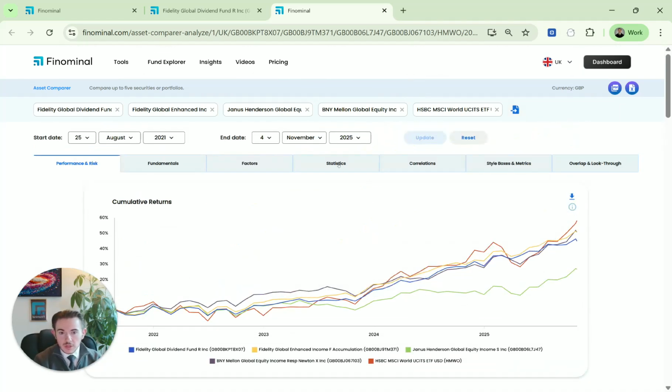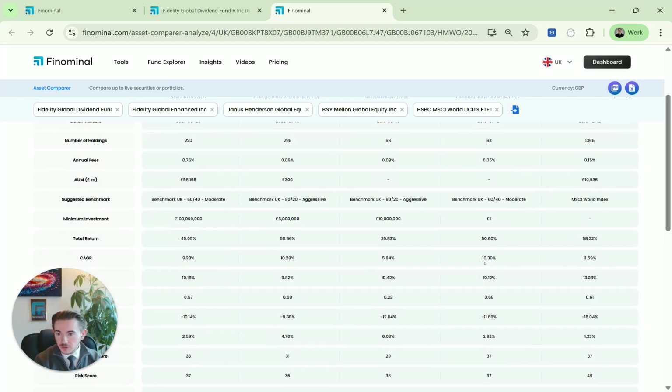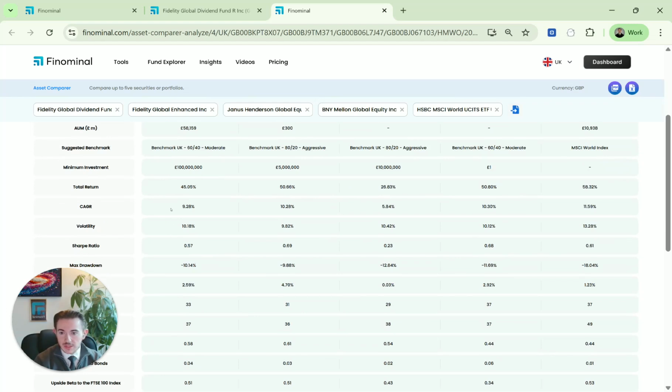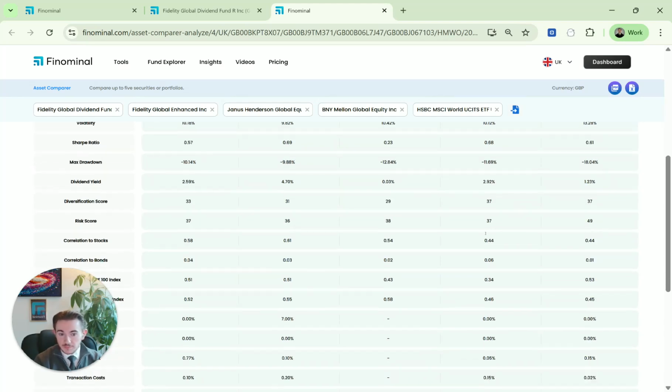Okay. Looking into statistics, we can see fees much lower than its peers. Looking at the fees, 0.06, 0.8, and 0.05% for that BNY one. With regards to compound annual growth rates, overall, getting slightly less than its peers as well, other than that Janus Henderson one. BNY showing us 10.12%, also a lesser Sharpe ratio than that other Fidelity fund and that BNY fund. Dividend yield 2.59 versus 4.7 and 2.97.